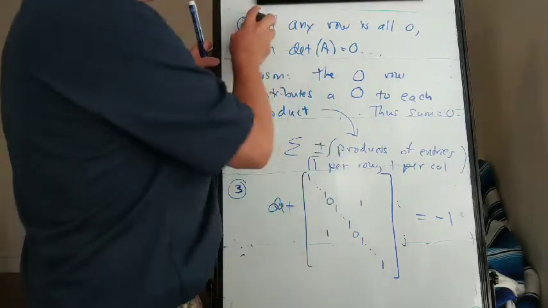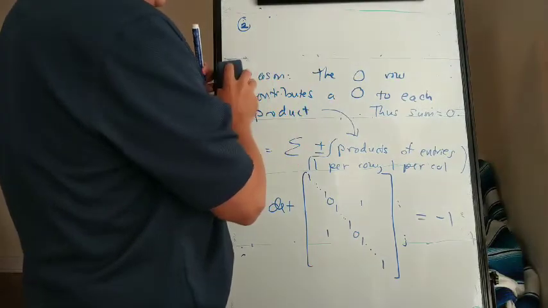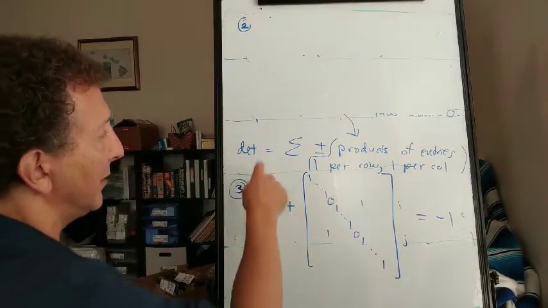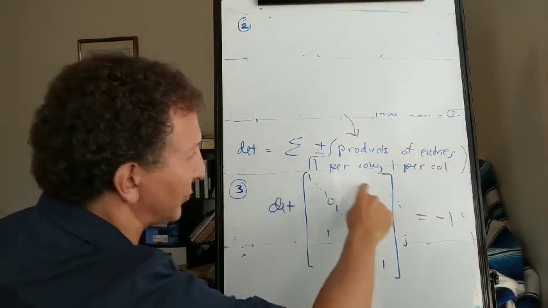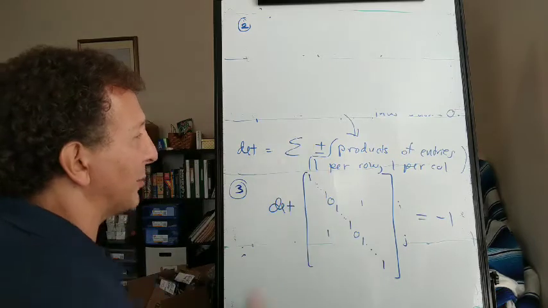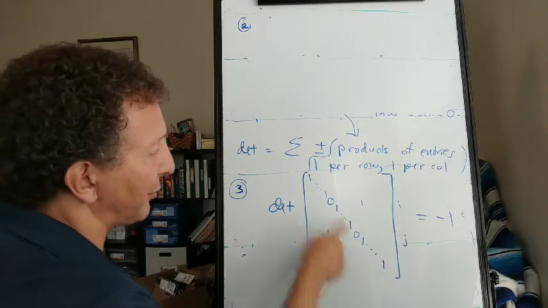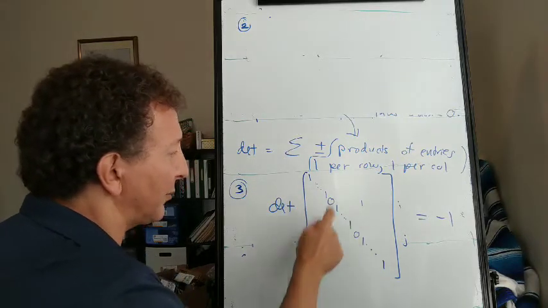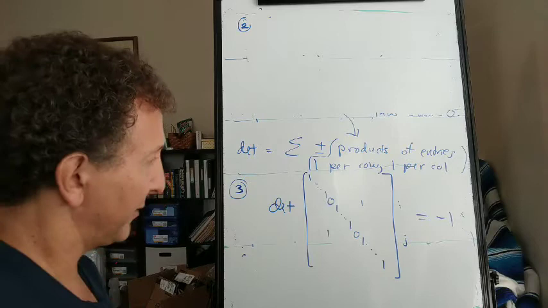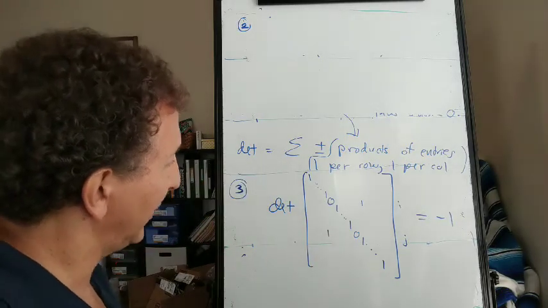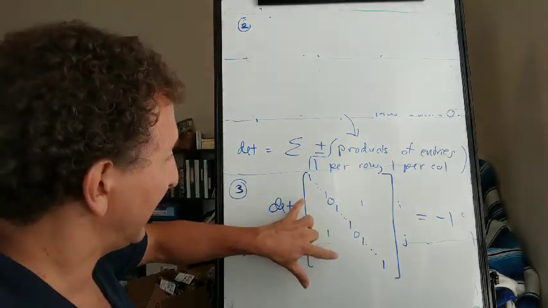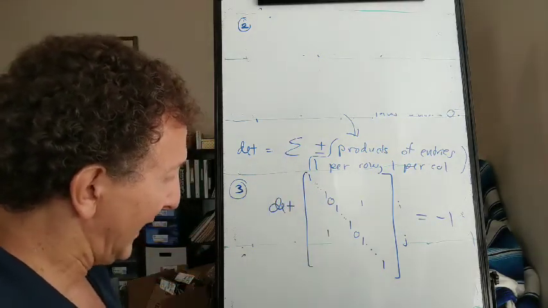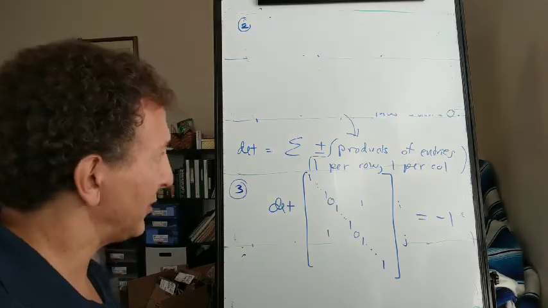And the reason is, similar reason, the determinant is a sum of products of entries, 1 per row, 1 per column, with a plus or minus sign. So we can see that the product of the non-zero entries is going to be 1, because we've got 1 times 1 times 1 times 1, only 1s for the terms of the determinant that are not 0. So the only question is, does the permutation corresponding to this arrangement of 1s have an even number of inversions or an odd number of inversions?